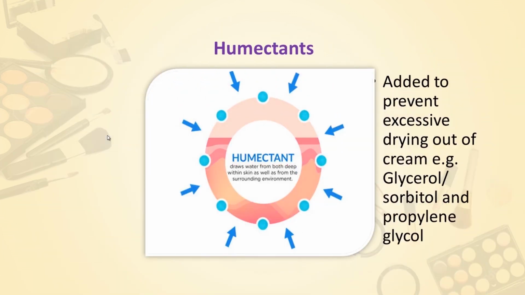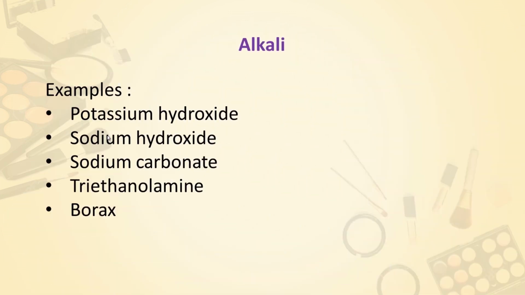Humectant is added to prevent the excessive drying of the cream. Generally glycerol is the most favored and mostly used humectant, followed by sorbitol and polypropylene glycol. Alkalis are used in the formation of vanishing cream: potassium hydroxide, sodium hydroxide, triethanolamine and borax.